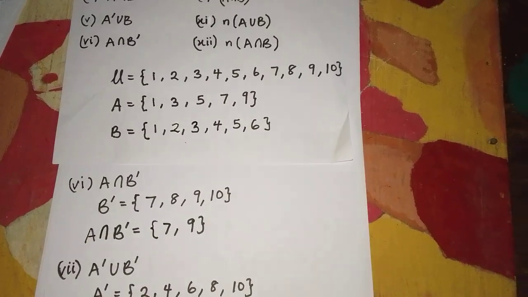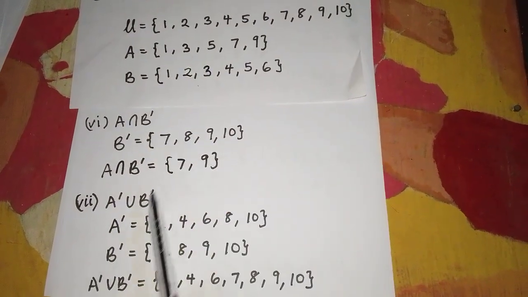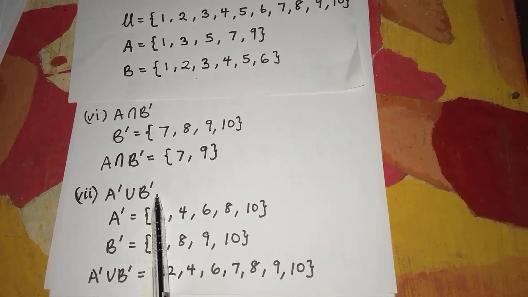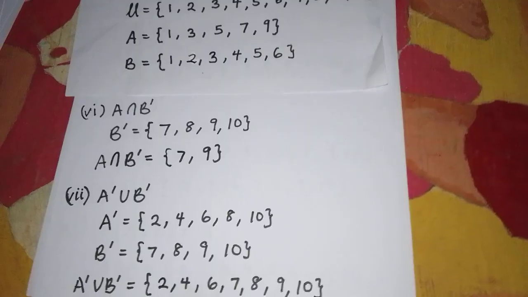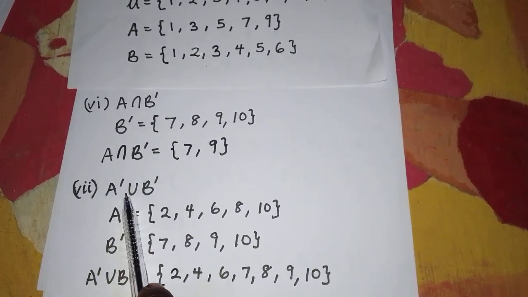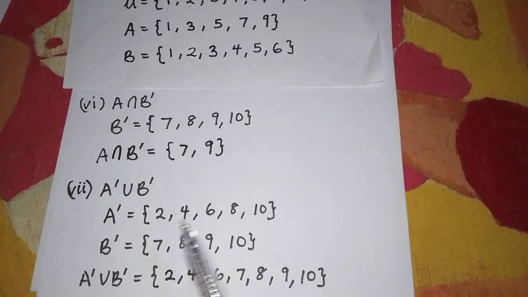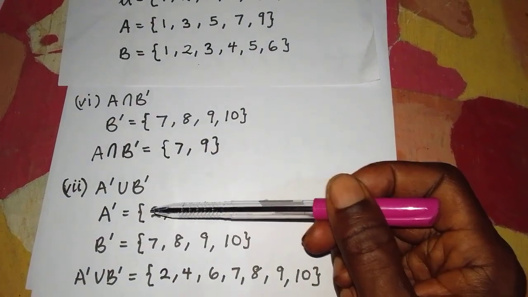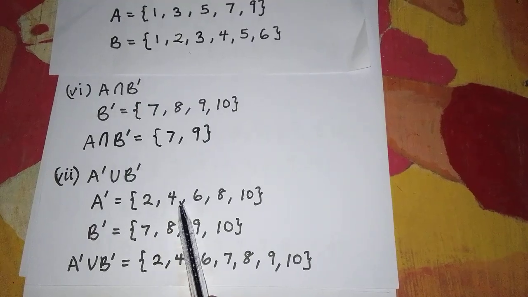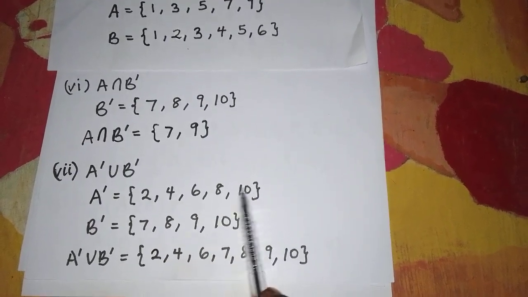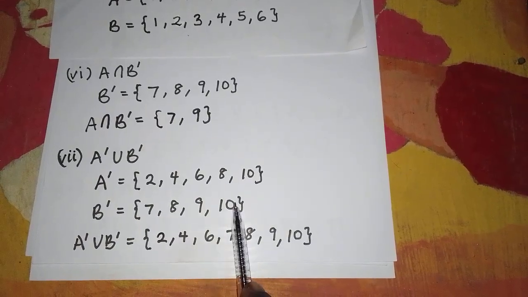Now another one says A complement union B complement. That means you have to bring the two sets together. So when you bring them together, our A complement consists of 2, 4, 6, 8 and 10. Our B complement consists of 7, 8, 9 and 10.